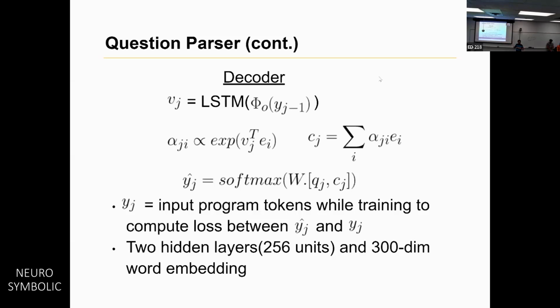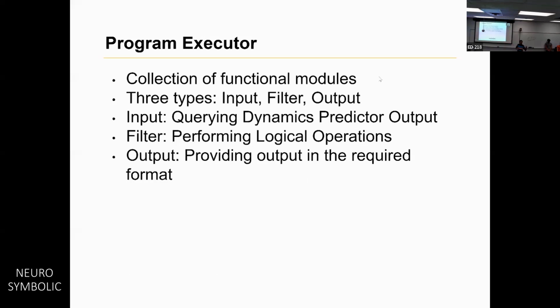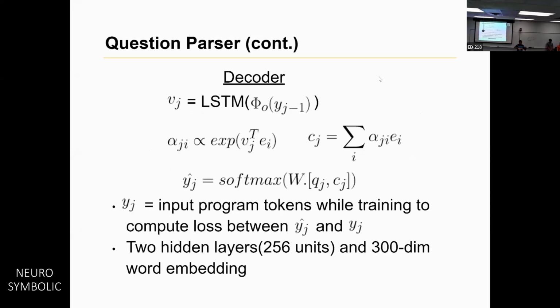And this is how they are actually using disjoint representations from both of them and merging them. Now, this is initialized with two hidden layers of 256 units and 300-dimension word embedding. One important thing to note is that there are open-ended questions as well as multiple choice questions. For open-ended questions, only the question goes through the question parser network. But for multiple choice, each choice goes along with the question.